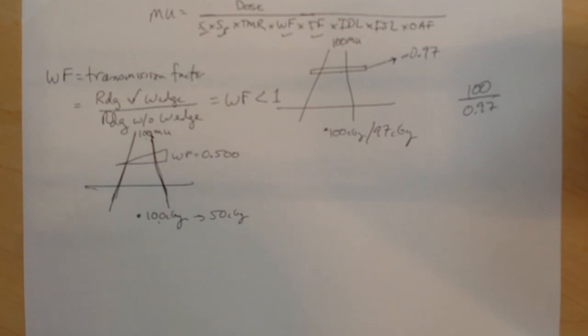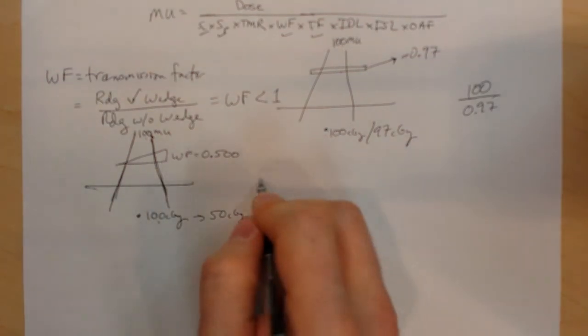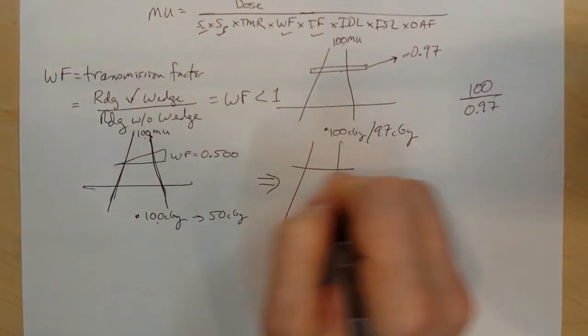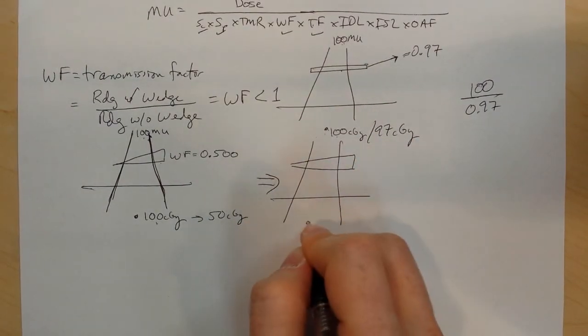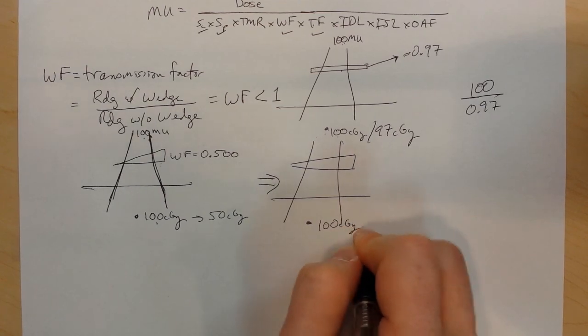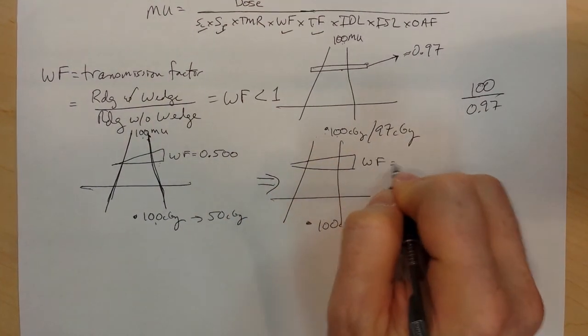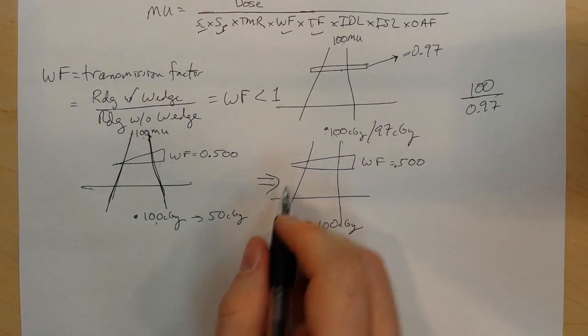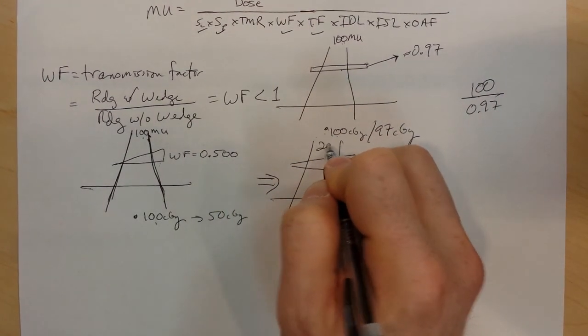So what do we do? We need to put the wedge factor in the calculation. If I put a wedge in the beam and I want to deliver 100 centigray, how many monitor units do I dial up if my wedge factor is 0.5, or 50%? Well, I need to dial up twice as many MU. So I need to deliver 200 MU.